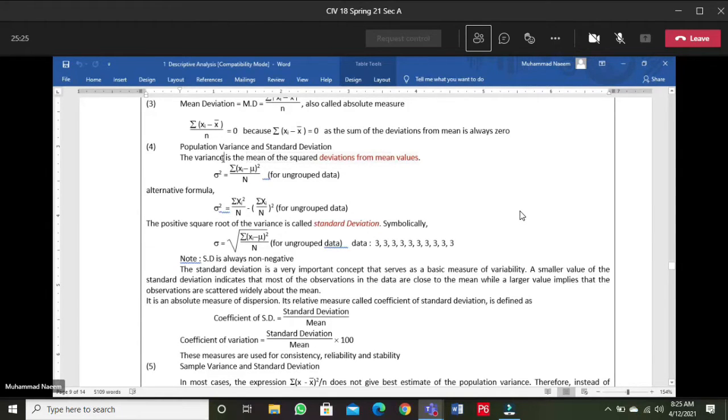This is the most common measure of dispersion. Also, we have some alternative formula for this. And when we take the positive square root of the variance, it becomes standard deviation. So what is standard deviation? It is the positive square root of the variance. Note that this variance or standard deviation is always non-negative. Non-negative means maybe zero or positive, but never negative.